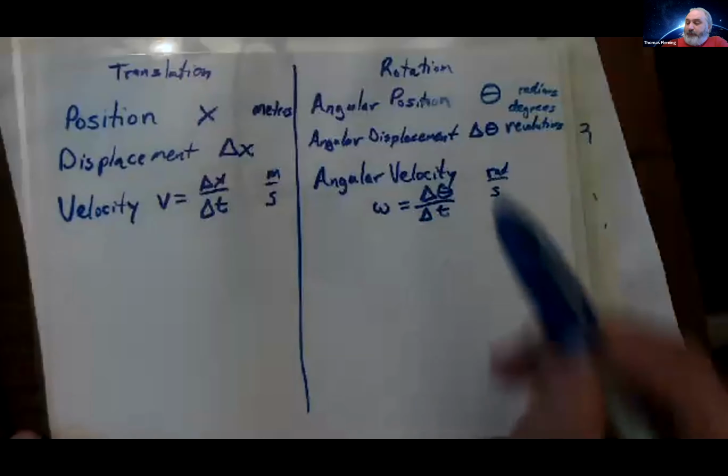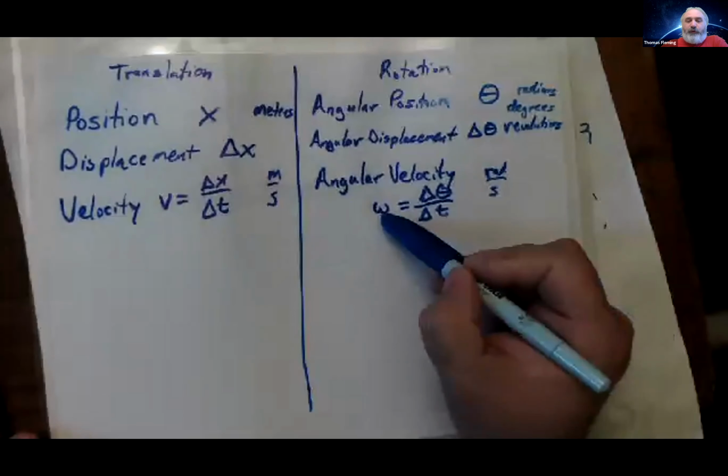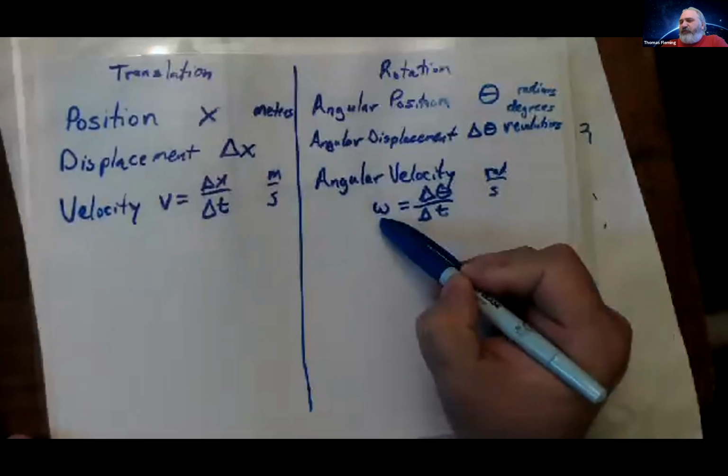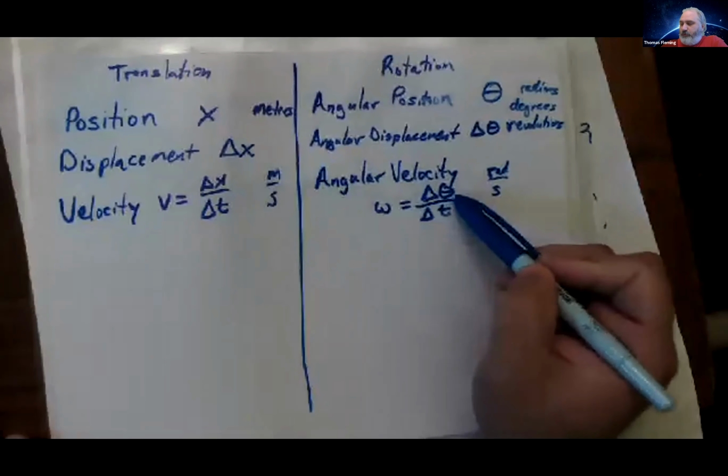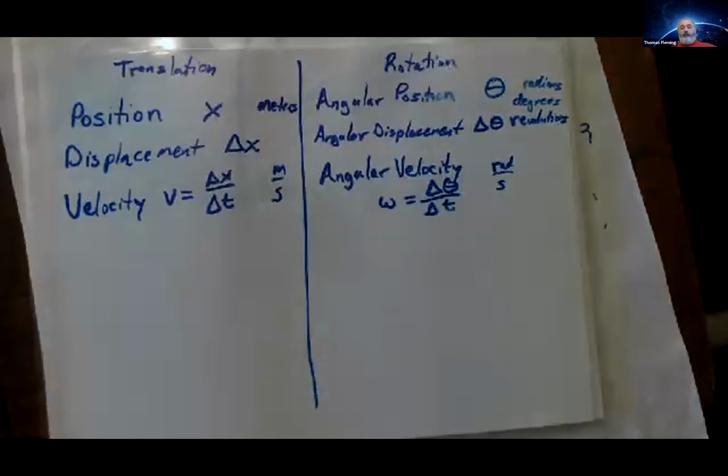So anyway, angular velocity. This is the Greek letter omega. It looks like a little lowercase scripty w, but it's not a w. And if you call it w, I die a little inside. It is lowercase omega, and omega is the change in angular position over time. Super easy.